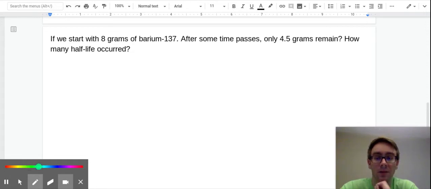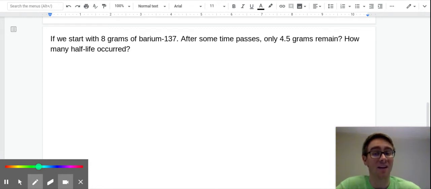In this one here, if we start with 8 grams of barium-137, that's actually, if you've ever had digestional issues, intestinal tract stuff, you actually drink this stuff, barium. It's like this white milky stuff, and in X-rays it makes your intestines all light up, so you can see holes in your intestinal lining. Anyway, sorry. If we start with 8 grams of barium-137, after some time, only 4.5 grams remain.